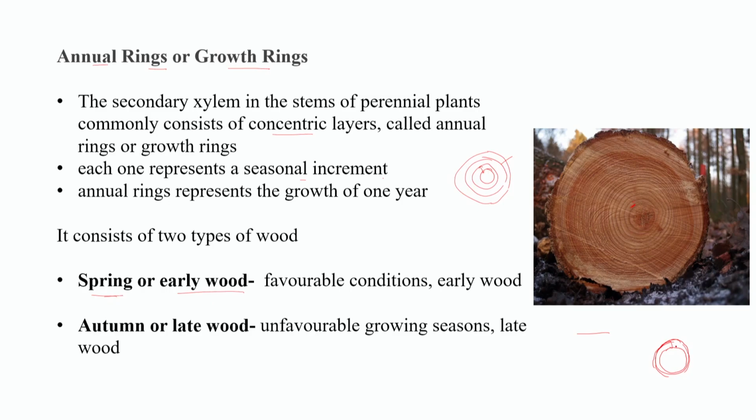That means the lighter one is known as spring wood, and the darker one is known as autumn wood, because in autumn or winter conditions are not so favorable, and because of that cambium activity is not very high. The activity is very low, that is why you have a very narrow zone, and this is also known as late wood.